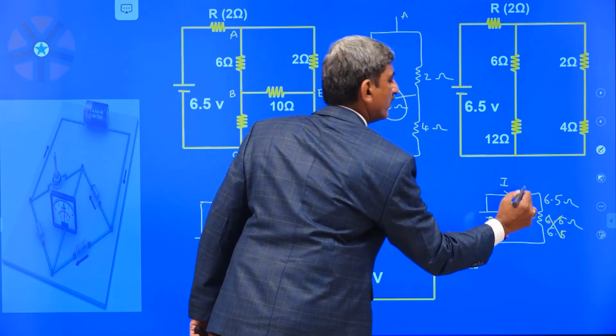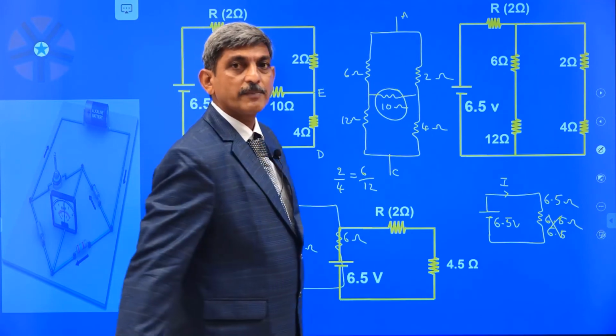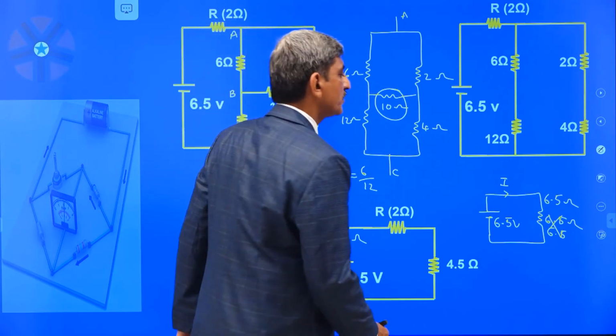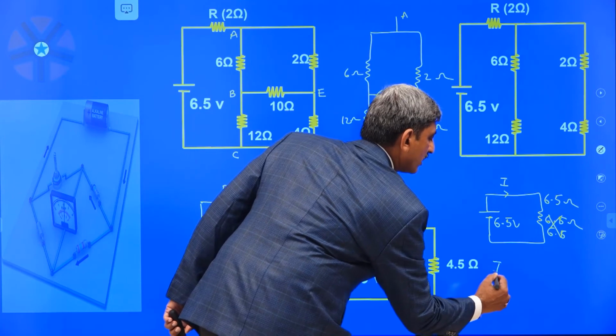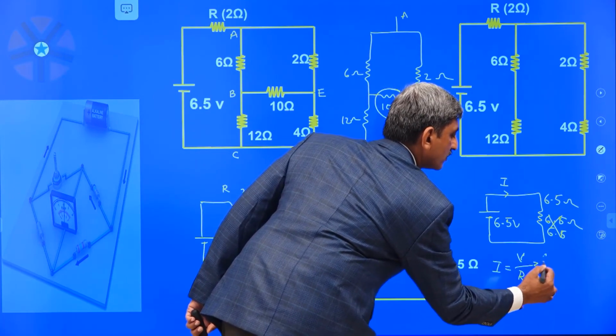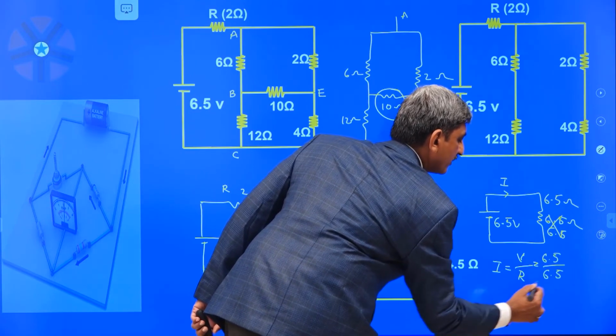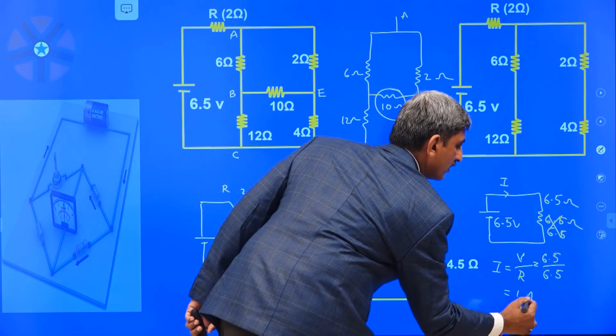Now we want to find out the current passing through the circuit. For that we can apply Ohm's law, V is equal to IR. From that we have I is equal to V by R. This is equal to 6.5 divided by 6.5, that is equal to 1 ampere.